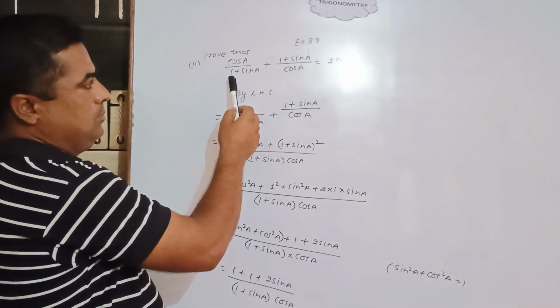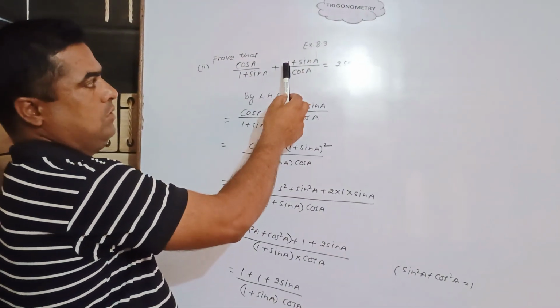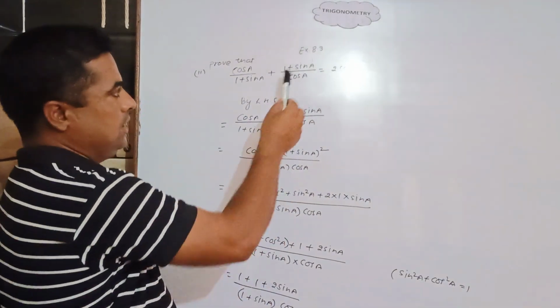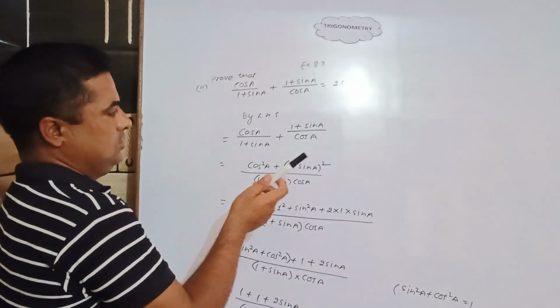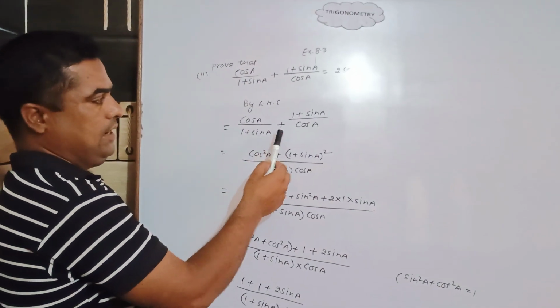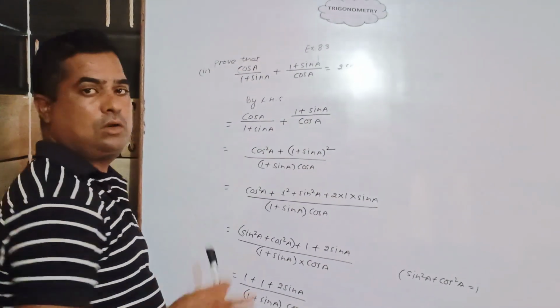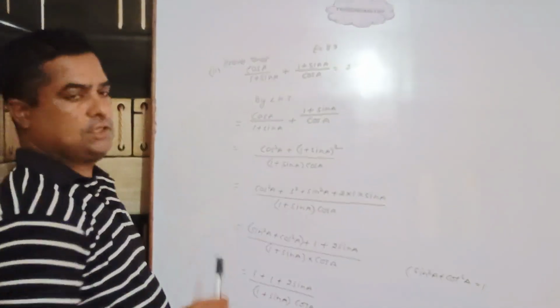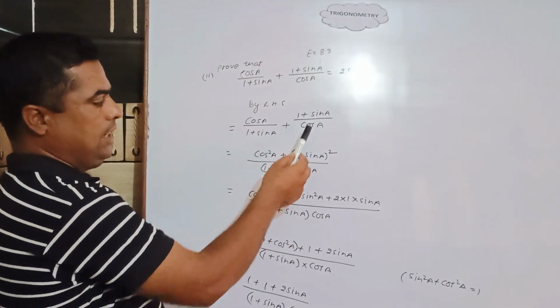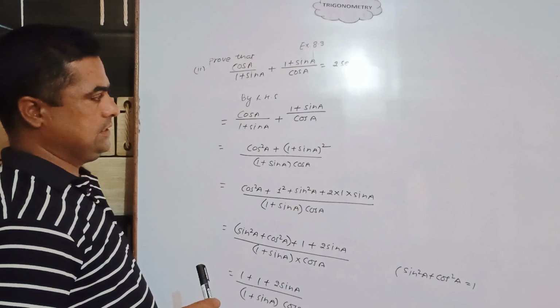Prove that cos A upon (1 plus sin A) plus (1 plus sin A) upon cos A is equal to 2 sec A. Students, we are taking the left hand side. So we are writing cos A upon (1 plus sin A) plus (1 plus sin A) upon cos A. There are two fractions, so we will take the LCM (1 plus sin A) into cos A.